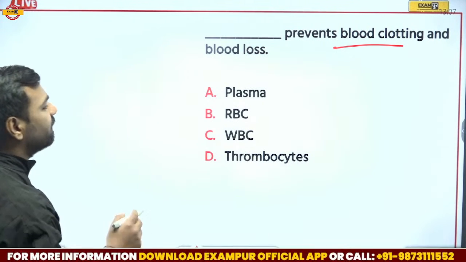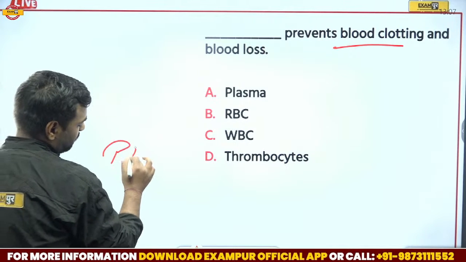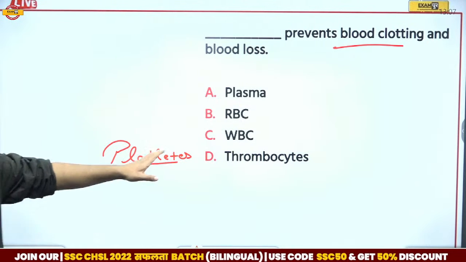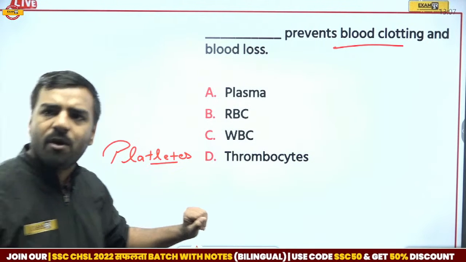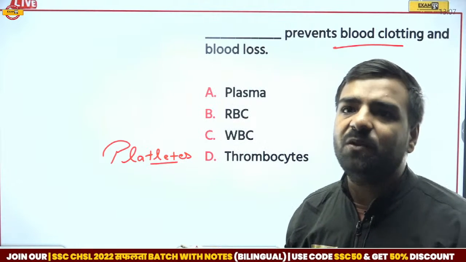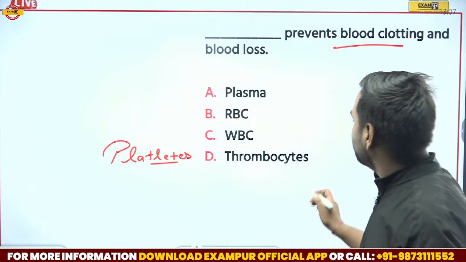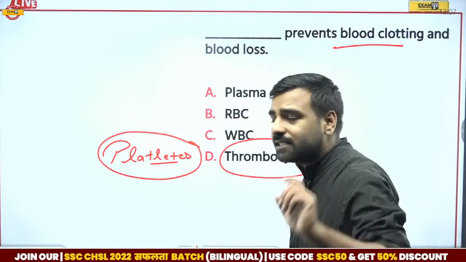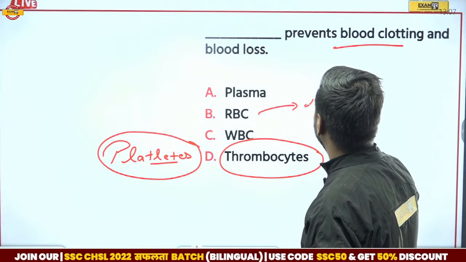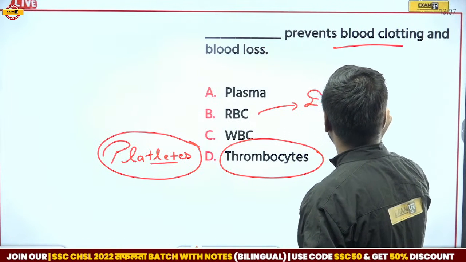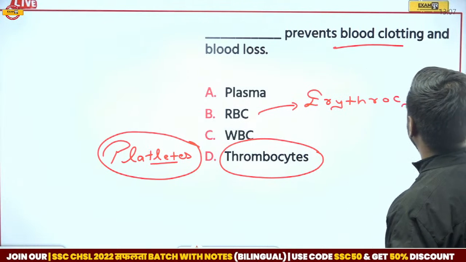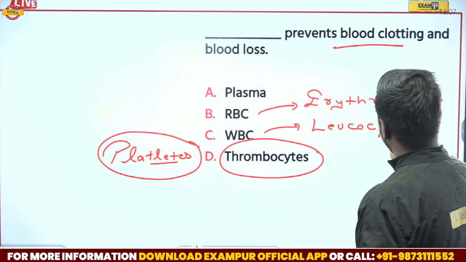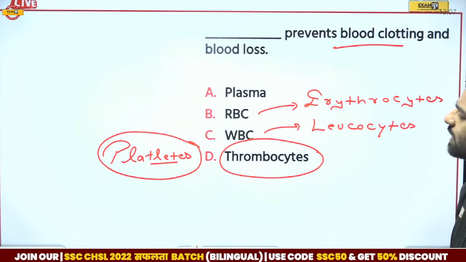And for that, if I talk about these options, there's one more option, which can be platelets. And you must be wondering, sir, why this is not given in the options? So if I talk about these particular options, which are creating confusion for you, I'll tell you that thrombocytes and platelets are one and the same thing. In a similar manner, if I talk about RBC, these are known as erythrocytes. If I talk about WBC, they are known as leukocytes, right? And thrombocytes, they are actually platelets.